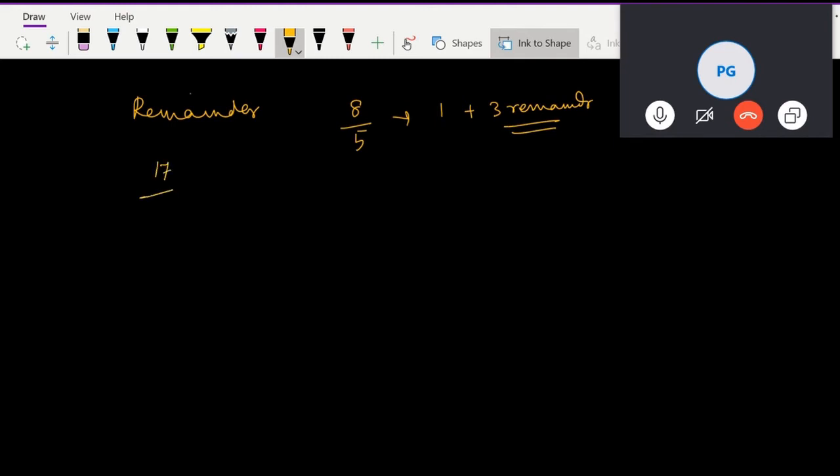Okay. Now let us look at another type of problem which comes very often. So we'll talk about remainders. Everyone understands what a remainder is? Okay. So remainder is, suppose I divide, let's say 8 divided by 5, I get 1 as the quotient plus 3 as the remainder. Right? So tell me, what is the remainder when 17 is divided by 19?